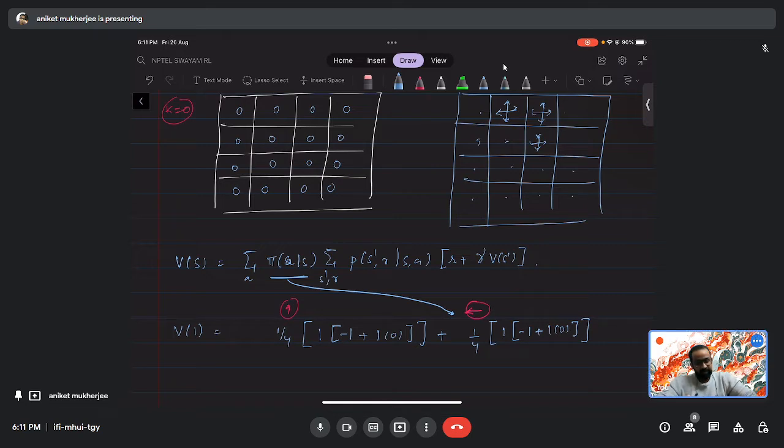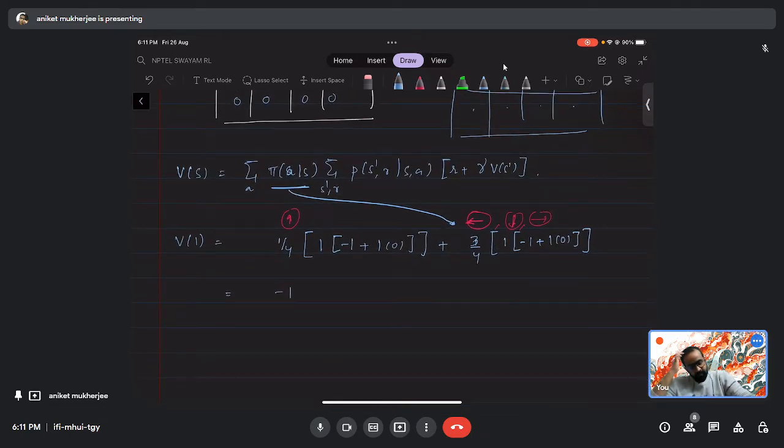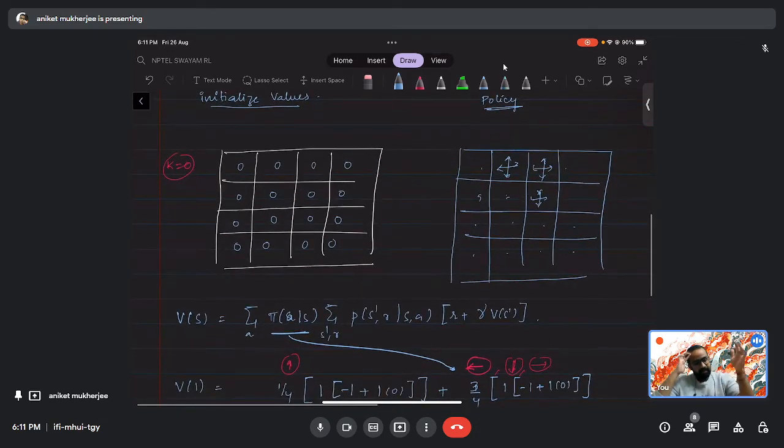So is it okay if I write this as 3/4 and this? These are all the actions here. I could write 4/4. So I have updated my value for state 1 as -1. Now do you see that each and every state would be updated in the same way because of symmetry? If anyone has doubt, you can ask me that. Everything is -1 except the terminal state.